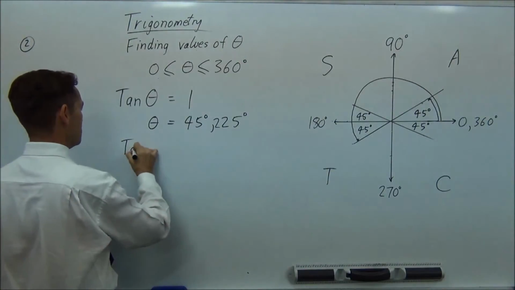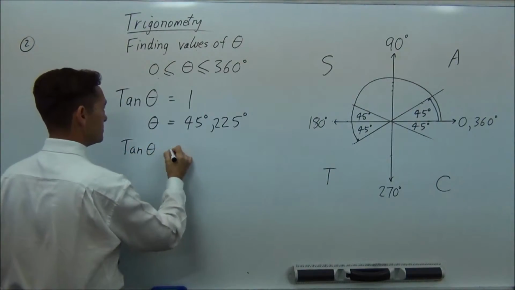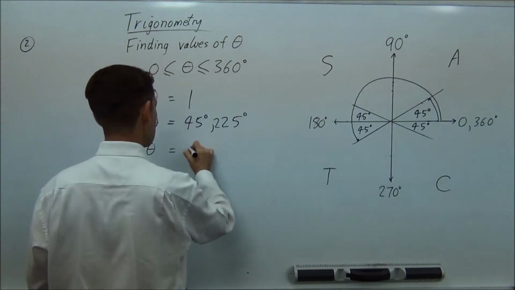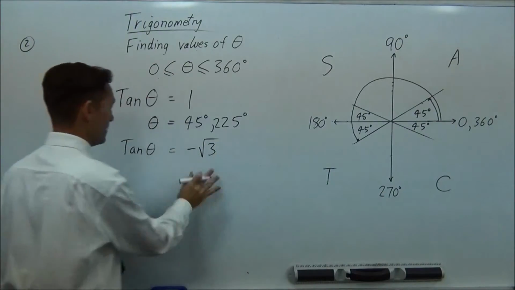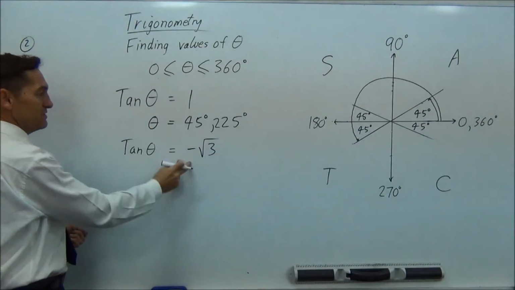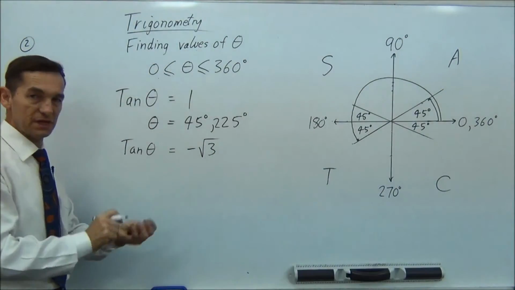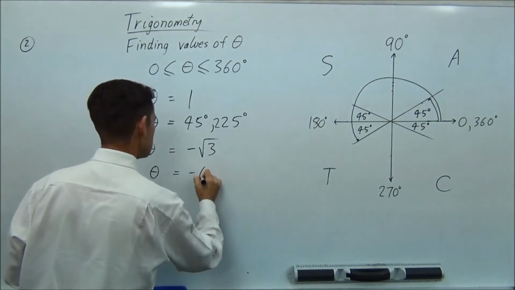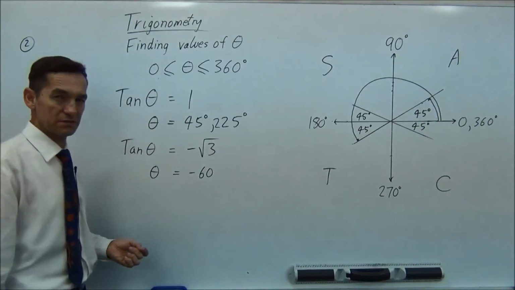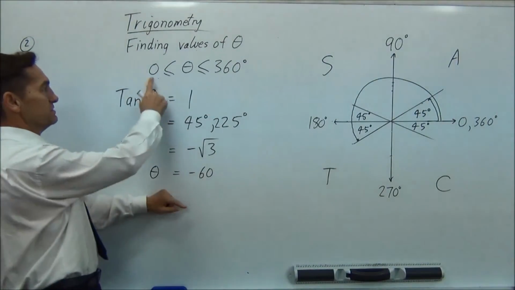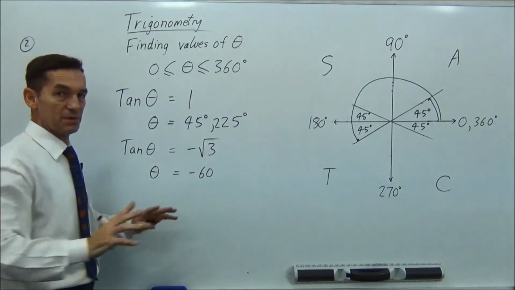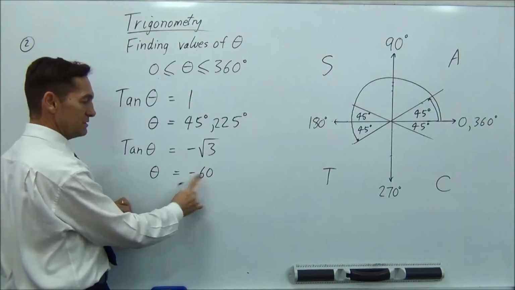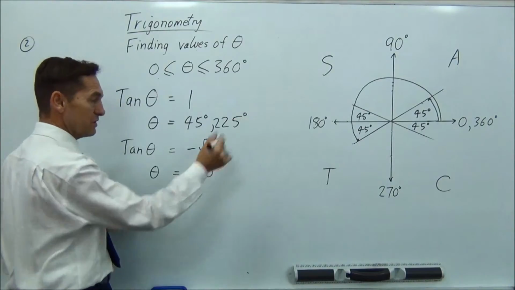So tan theta equals, and what's another question? Root 3. No, minus root 3. Let's go minus root 3. Tan theta equals minus root 3. Shift tan on your calculator and you get theta equals minus 60. And you go, hang on a second, that can't be right because it's not between 0 and 360. But it doesn't matter. The key is to separate these two. You want a negative answer and the value you want to put on your diagram is 60.